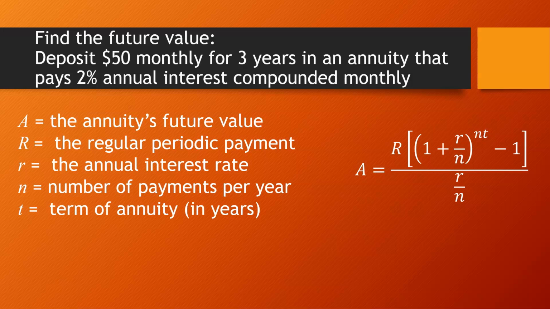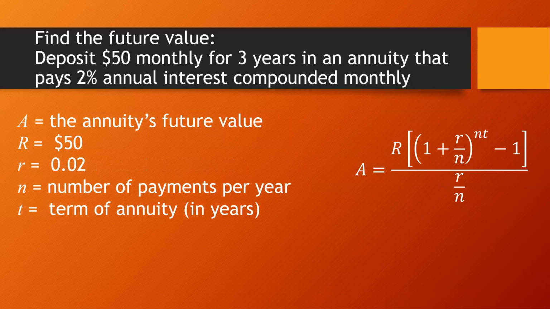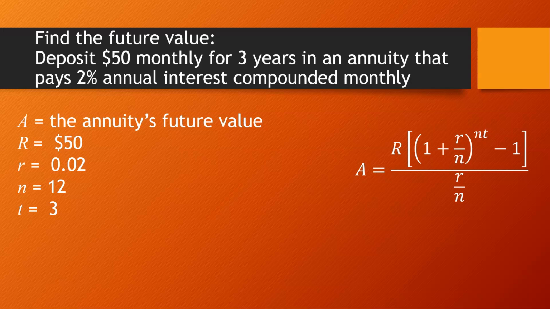So let's look at an example. Suppose we want to find the future value of an annuity if we deposit $50 every month for 3 years and the annuity pays 2% annual interest compounded monthly. So in our formula, the capital R is $50. That's the regular payment. Lowercase r is 0.02. That's our interest rate. N is 12 because we're making payments monthly. That's 12 times a year. And T is 3 because we're investing for 3 years.